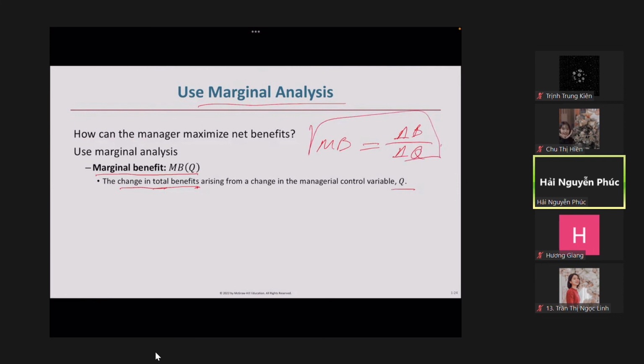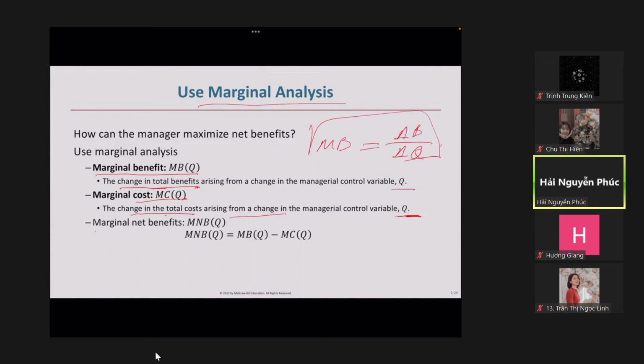And similarly, we have the marginal cost. It is defined as the change in the total cost due to the change in the quantity. And we have the marginal net benefit, MNB, which is equal to MB minus MC. Quite intuitively, the goal of the firms is to maximize the net benefit, maximize N. So they will achieve the goal when the marginal net benefit is equal to 0. It happens when we have MB equal to MC.